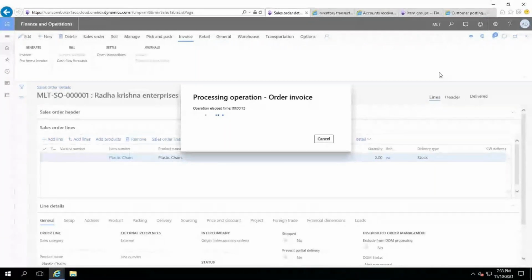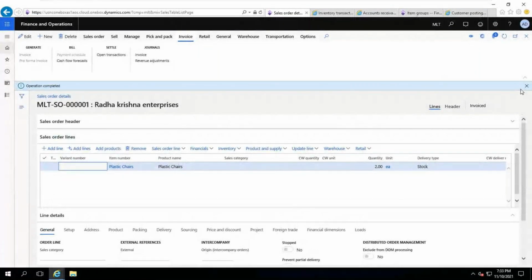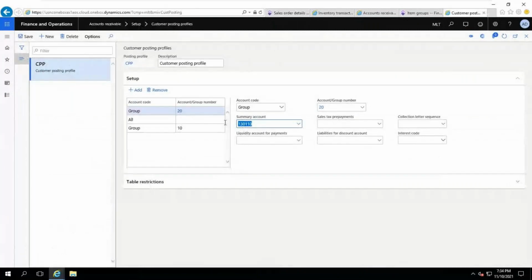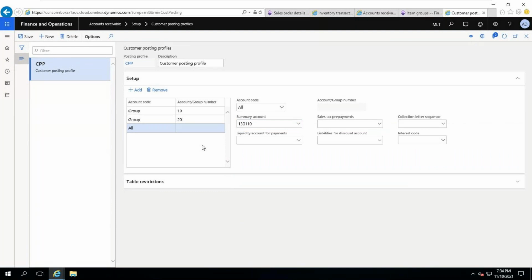Suppose for all others also, I want to map Hyderabad ledger account. Now it was posted, so refresh issue only. So your doubt is for 10 it is 130100, for 20 it is 130110, and for all also why you have mapped this one, am I right? You will map other accounts, but I don't find any more ledger accounts. That is the reason I have mapped this one. But in a real time scenario, definitely for all others we will map one more account.